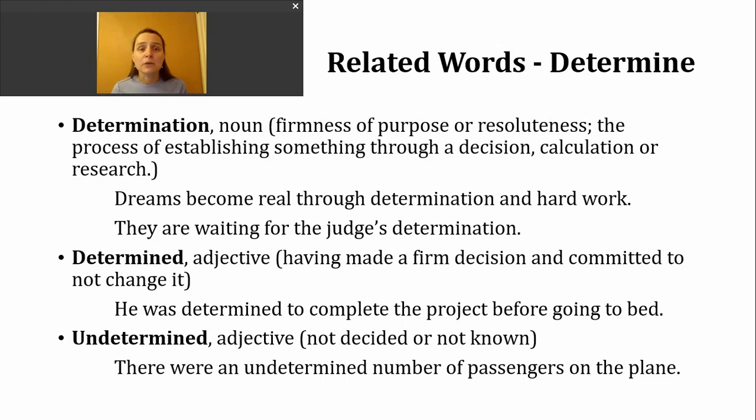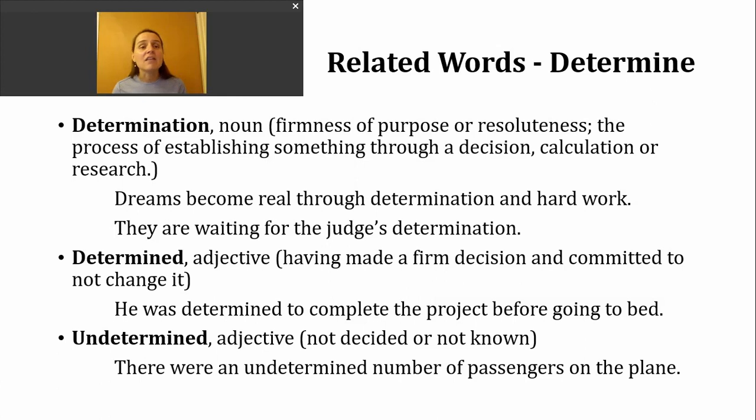Dreams become real through determination and hard work. So what this sentence means is if someone has a goal, right, that goal will become real, right, if they are determined, if they do not give up and they work hard.